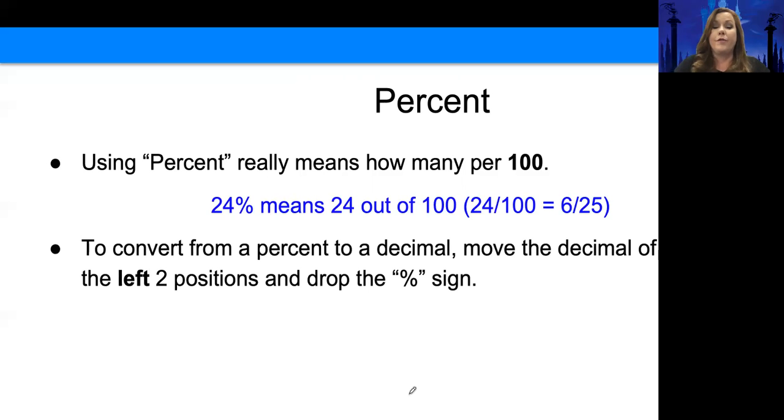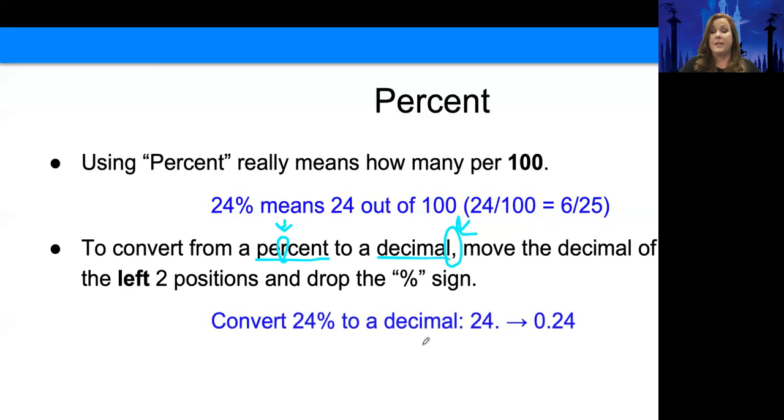Now, when you convert from percent to decimal, you move left two positions and you drop the percent sign. Here's what I always tell my students. We're going from percent to decimal. There's an R in percent. There's an L in decimal. We are moving the decimal point from right to left. Okay, percent to decimal, right to left.